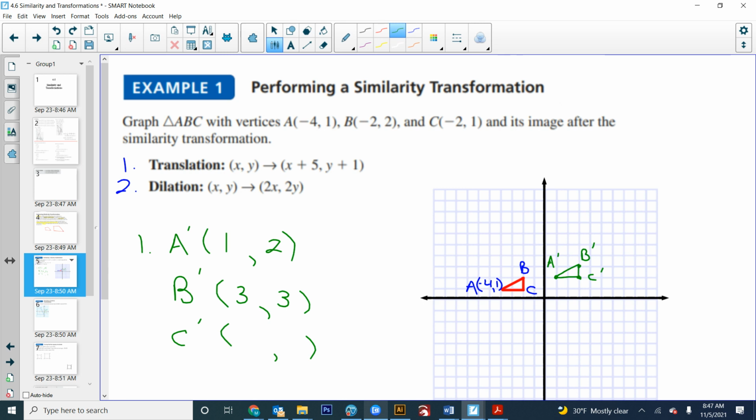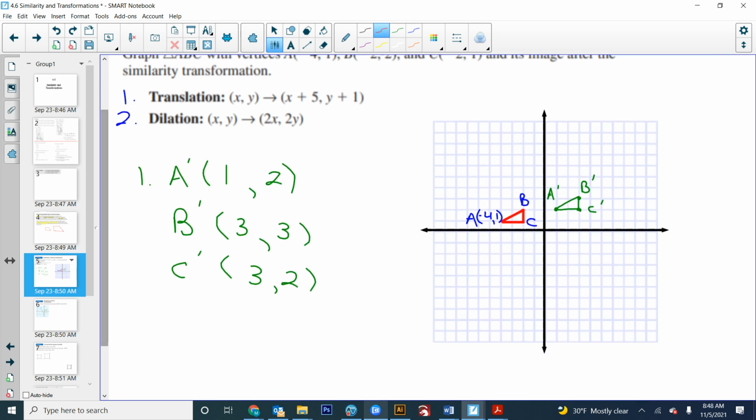Was that a rigid motion, what we just did? Yes, we did not change the size. So C prime is at what? 3, 2? We just did the translation. All right. Now the dilation.